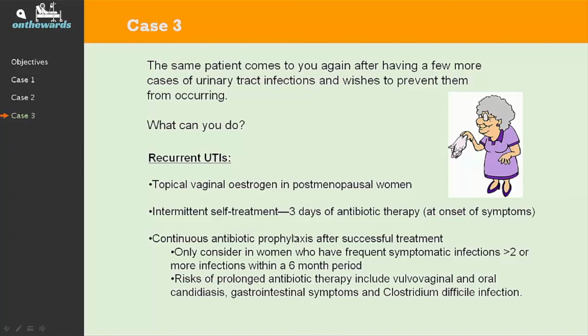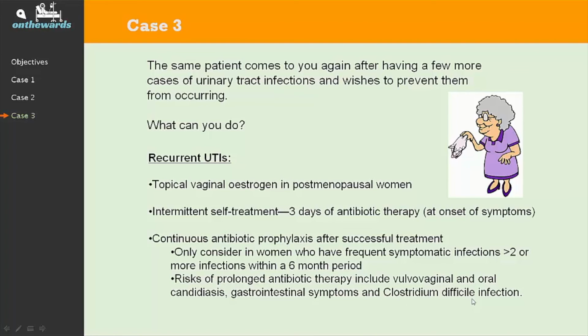And the last thing is having patients on continuous antibiotic prophylaxis after you've successfully treated their initial urinary tract infection and confirmed it with culture. And in this instance, you only consider it in women who have had frequent symptomatic infections, of 2 or more infections in a 6-month period, because there are risks also in having long-term antibiotic use, and these risks include vulvovaginal and oral thrush, gastrointestinal symptoms, and also the development of Clostridium difficile infection.